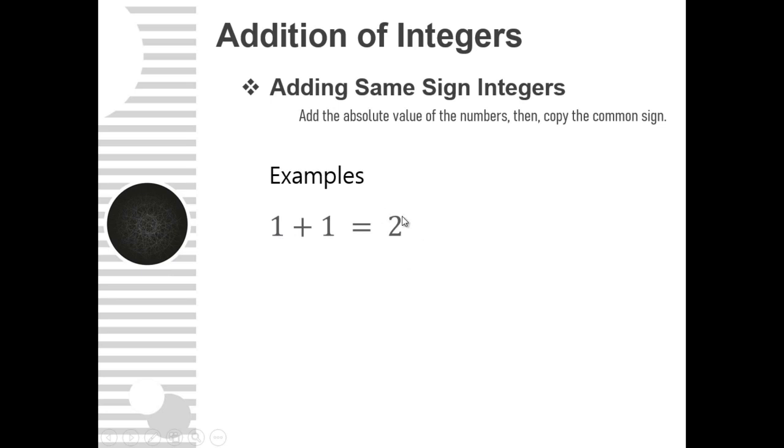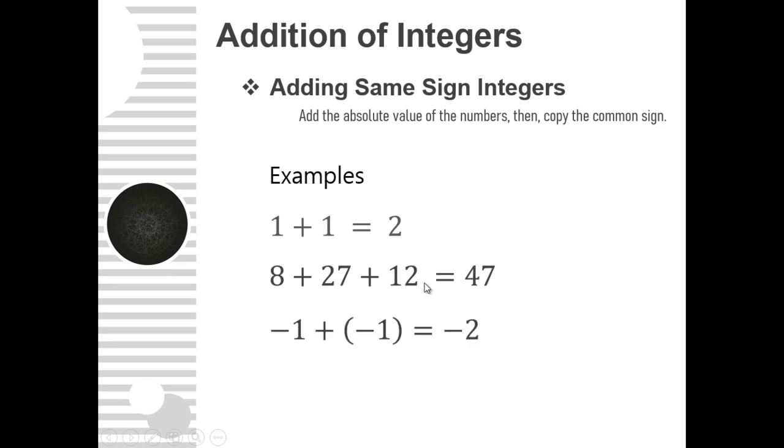If you don't see any sign, that is automatically positive. Let's be clear on that. Do not write plus 2. Okay? So, if there is no sign before the number, it is automatically positive. 8 plus 27 plus 12 is equal to positive 47 since all of them are positive.